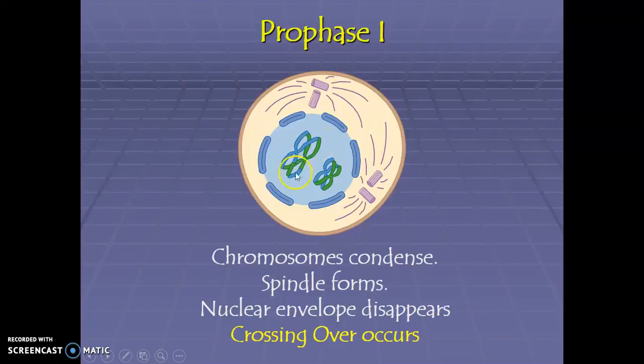Here's the difference. Our homologous chromosomes are going to pair. So the copy you got from mom and the copy you got from dad are going to pair with one another. And this is going to allow something called crossing over to occur.